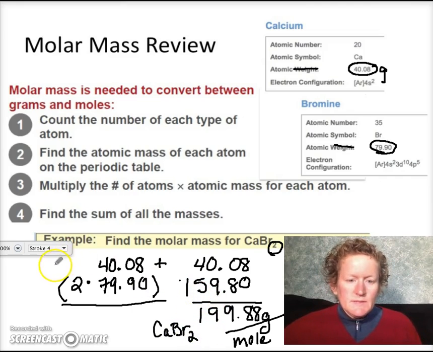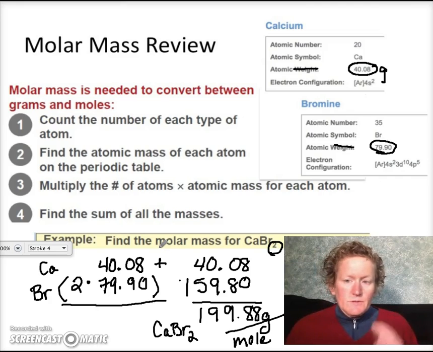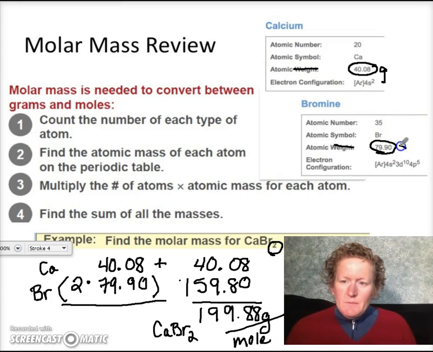So all I did is, this is calcium and this is bromide. And remember, we multiplied bromide times 2 because there's 2 bromine atoms in calcium bromide. So that's the molar mass. That's how many grams are in 1 mole of a compound. And it can be 1 mole of an element if you're just working with an element, like if it was just calcium, you'd look right here. If it was just bromine, this would be the molar mass, but if it's a compound, you have to add up all the elements in the compound.